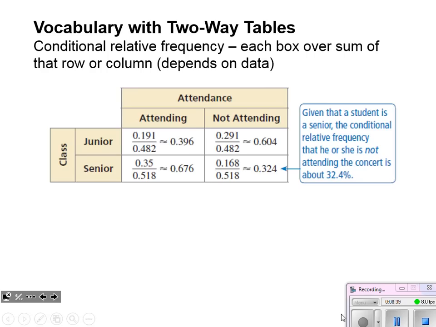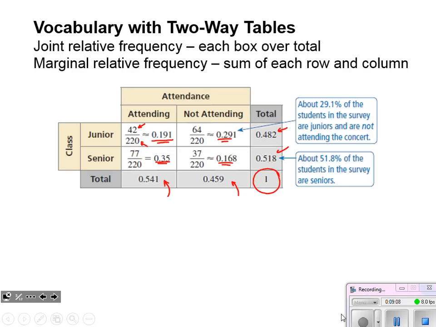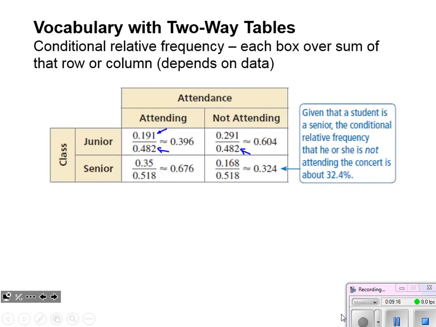And the last thing is conditional relative frequency. So here, it depends on the data whether we're using the sum of a row or a column, but we're taking the joint relative frequencies from before, and then we're putting them over a marginal relative frequency, in this case using the total for each row. So if we go back to that last slide really quickly, you can see our first row had a total of 0.482 over here on the right. When we do our conditional, that becomes our bottom in this quotient that we're doing here.